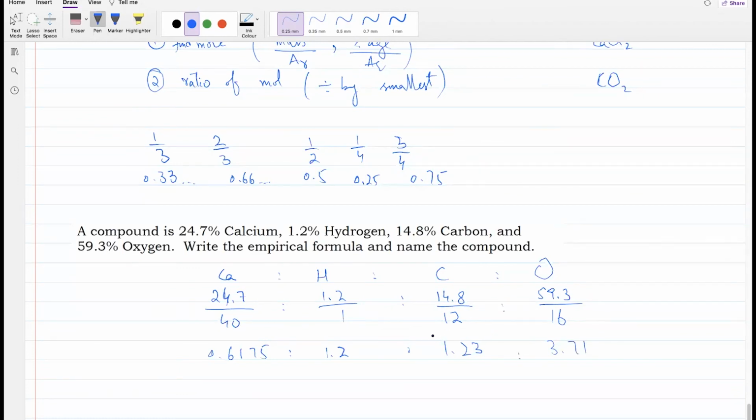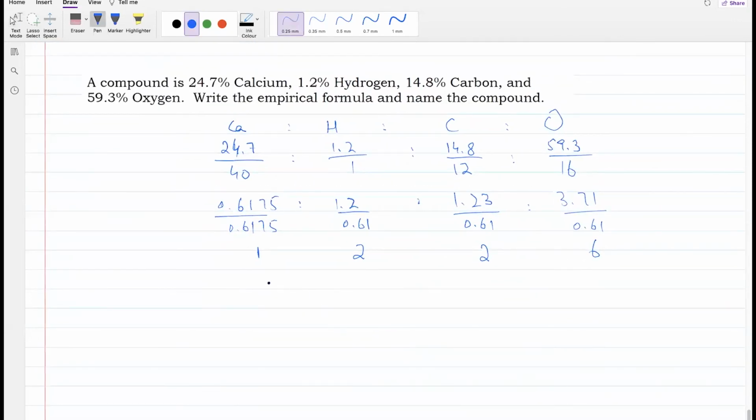Now I have to simplify. So for that, I'll simply divide it by the smallest. The smallest is 0.6175, right? So I'll divide them all by 0.6175. And remember, you can approximate a little bit. When I do this, this will give me 1. This will give me 2. This will give me 2. And this will give me what? 6. So there you go. Our ratio will be Ca1, H2, C2, O6.